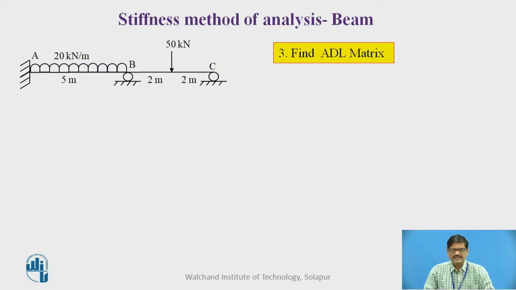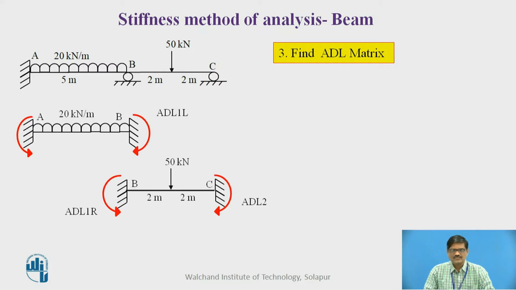Then the ADL matrix. For this we have to make all the spans fixed because we want the structure to be kinematically determinate. Therefore, let us make all the spans fixed and the fixed end moments are to be determined, and in the direction of the redundant, whatever moments are produced, those are to be considered as coefficients. On the left span, the fixed end moment is due to the UDL, and on the right span the fixed end moment is due to point load.